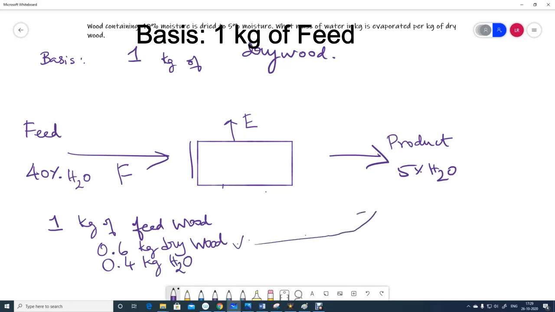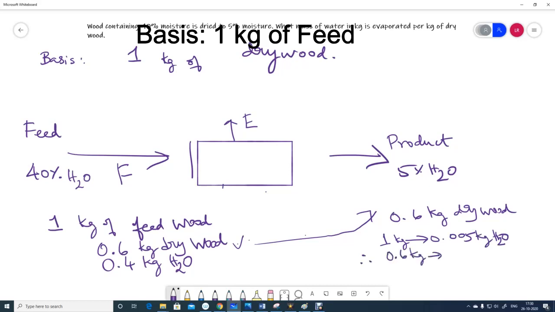Whatever amount of dry wood is present in the system will be leaving the system. That is the constant content, because water is present in all three streams. So here our key component is dry wood, which makes the individual material balance easy. Whatever amount is entering, the same amount will be present in the product. Therefore 0.6 kg of dry wood will be leaving in the product stream.